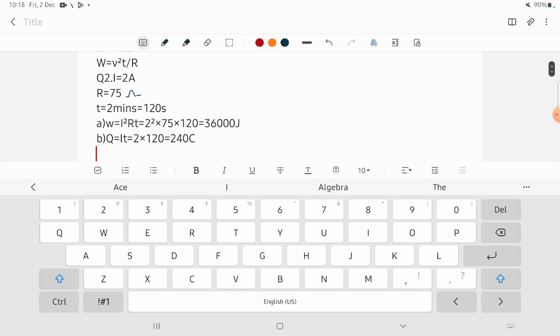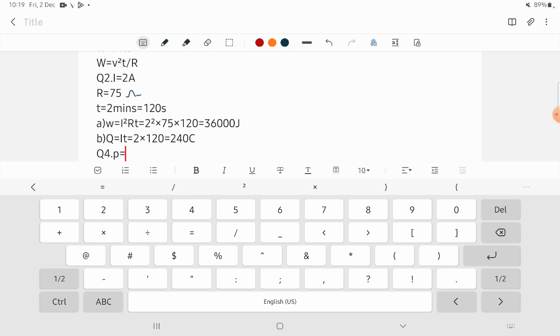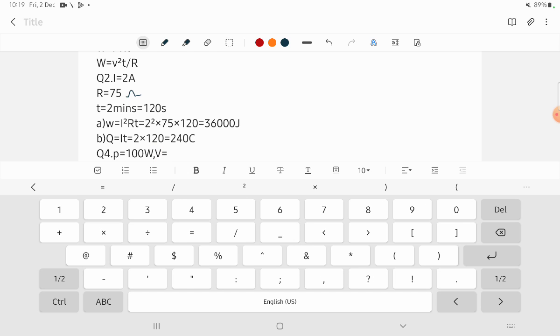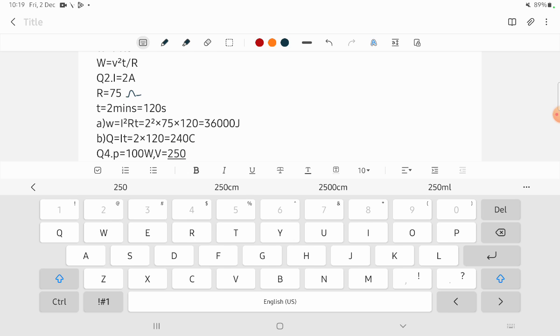Next, question number 4. An electric bulb is rated 100 watt 250 volt. How much current will the bulb draw if connected to a 250 volt supply? It's very simple. Power rating and voltage rating are given. P equals 100 watt and V equals 250 volt.